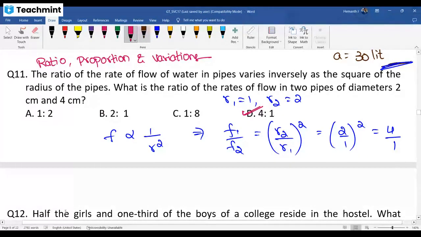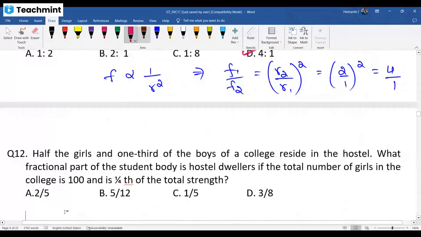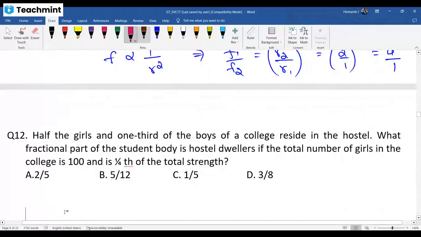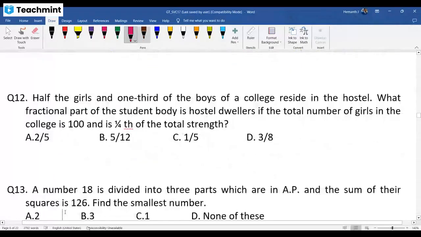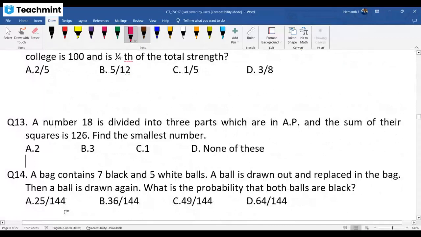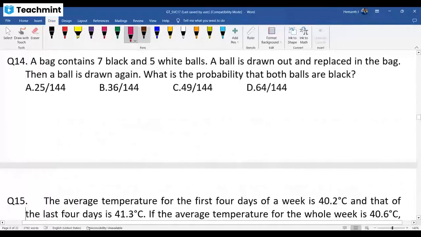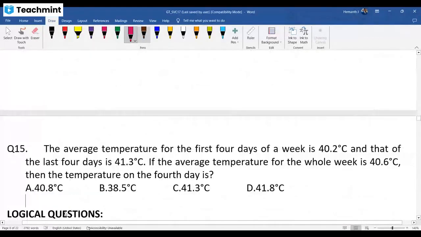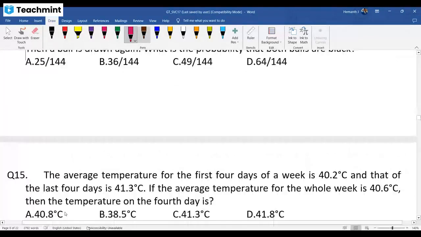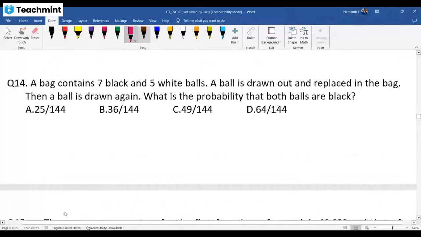Now see the next question. After this, we'll switch to reasoning. A few questions here that you people can try; if not, we'll discuss in the next class. One question related to averages, one related to probability. I think this model we have already given in the probability related video.